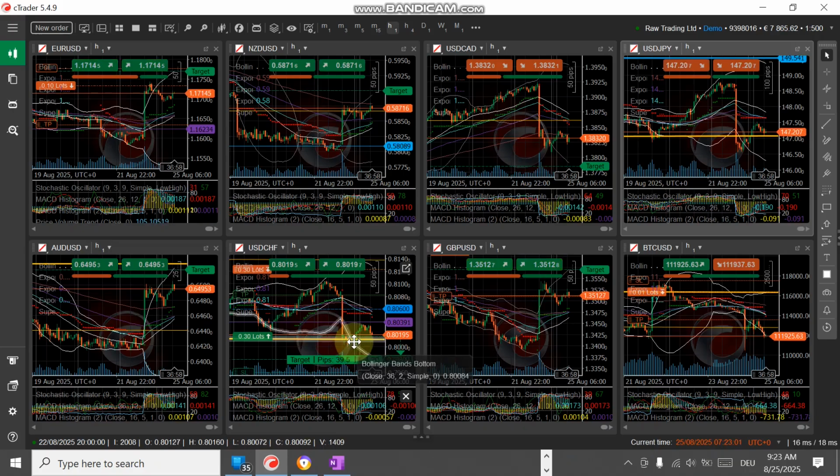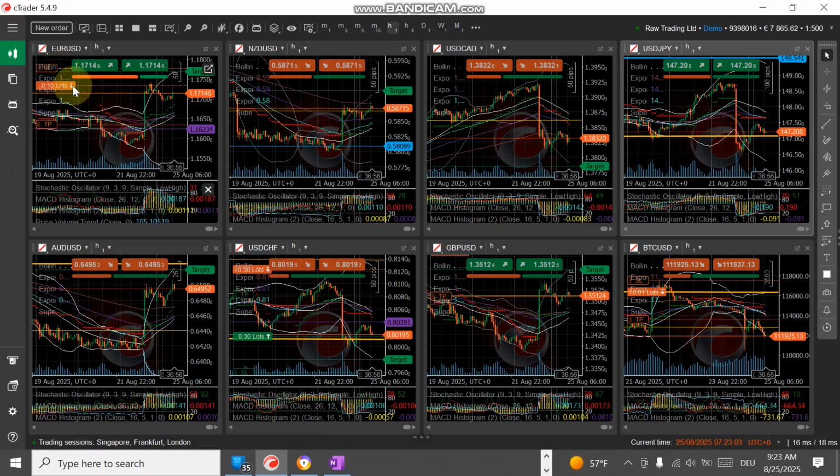They all go down, drop. That means USD is weak. On this side, USD is in the back. Euro is up, USD is weak. Aussie is up, USD is weak. New Zealand is up, USD is weak.